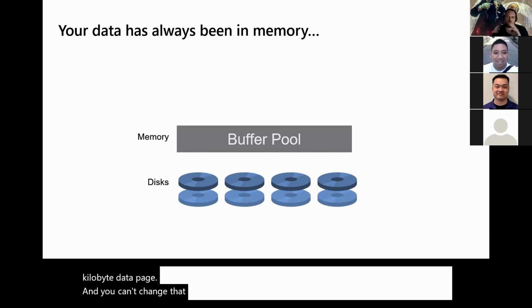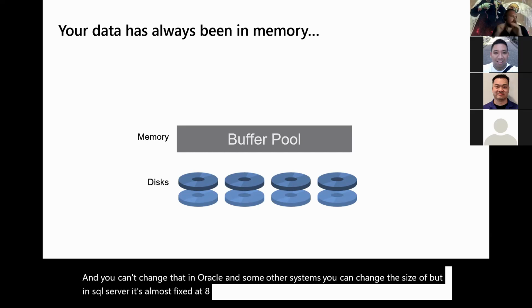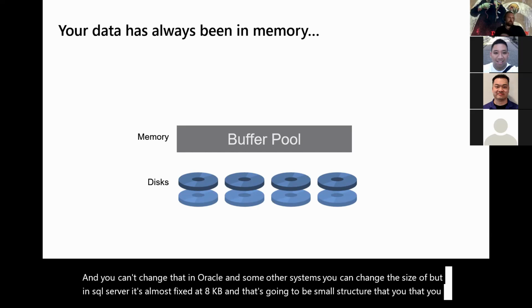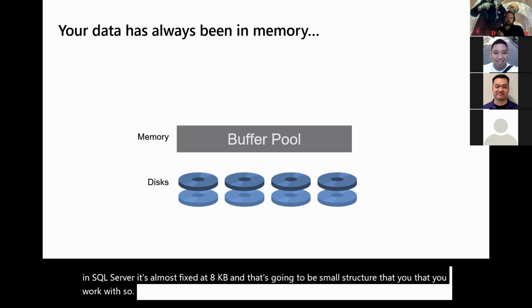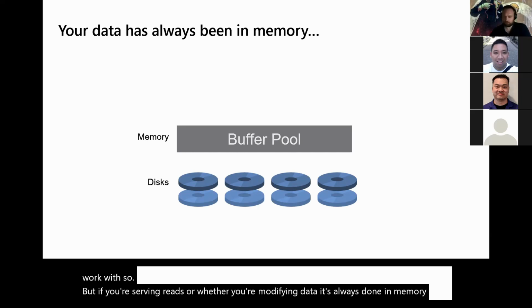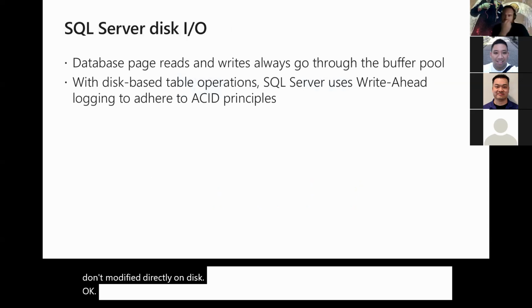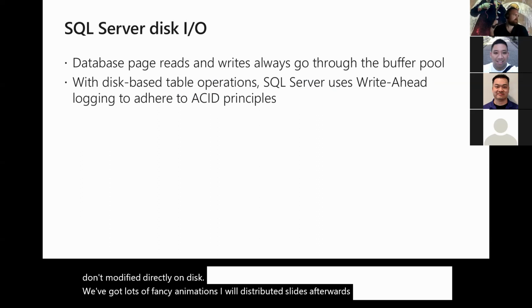In Oracle and some other systems, you can change the size of that. But in SQL Server, it's always fixed at 8 kilobytes, and that's the smallest structure that you work with. So whether you're serving reads or modifying data, it's always done in memory. We don't modify directly on disk. We've got lots of fancy animations. I will distribute the slides afterwards for people who like to look at animations.